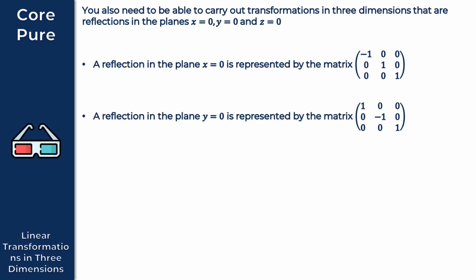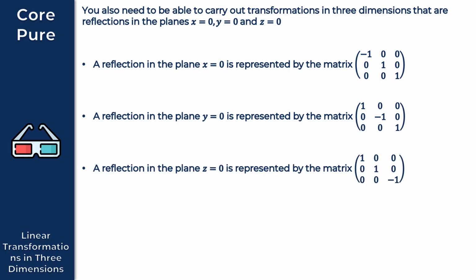Then for a reflection in the plane y equals 0, this is represented by the following matrix here. So again, what do we have? I've got 1, 0, 0, 0, -1, 0, and then finally 0, 0, 1 here. And then for the final reflection here, we have a reflection in the plane z equals 0, and this is represented here by the following matrix. So again, what do we have here? Well, I've got 1, 0, 0, 0, 1, 0, and then finally 0, 0, -1 here.